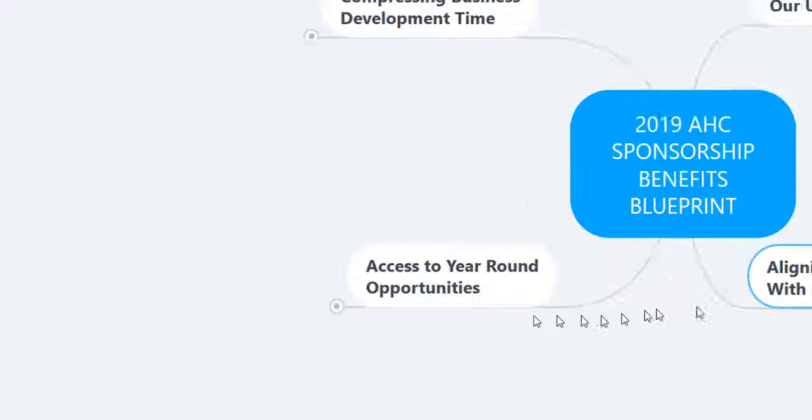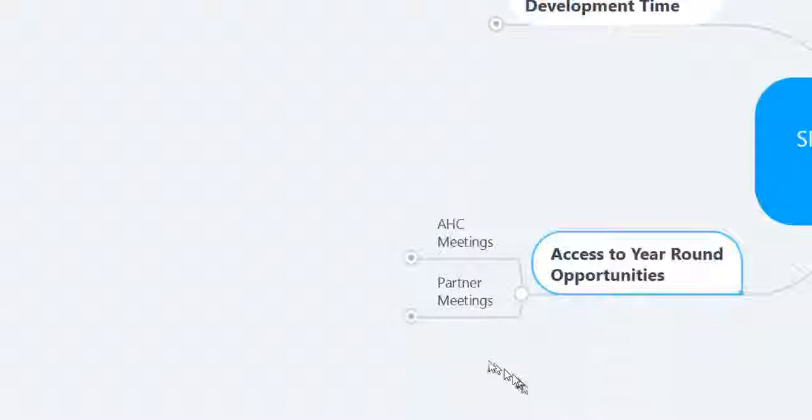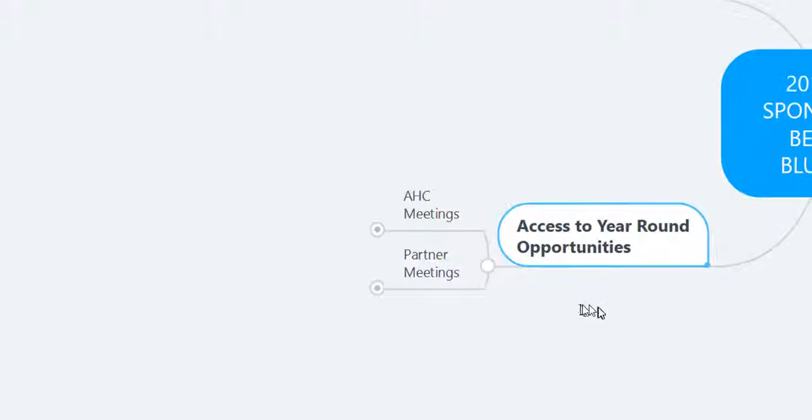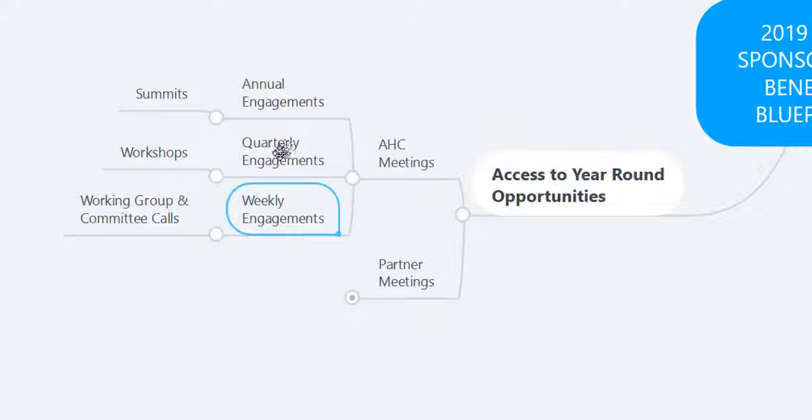So now let's go to year-round opportunities. What are we talking about year-round? Well, we have face-to-face meetings, virtual meetings, exercises, planning sessions, all kinds of stuff. First, within the consortium, we run weekly, quarterly, and annual events. Weekly, we run our working group calls. We do quarterly workshops, and we do annual summits. And our partners, you all, if you choose to become part of it, participate in all of those.